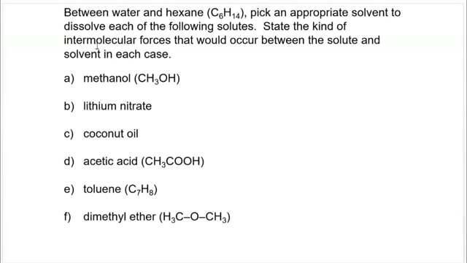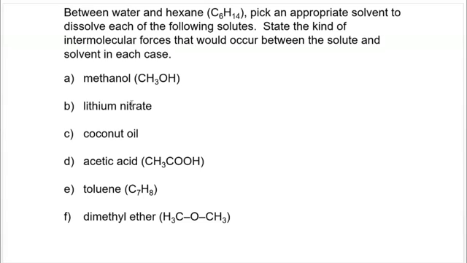So for A, methanol. Methanol is similar to ethanol in the previous problem. It is polar, and it's actually a little bit more polar than ethanol. So it will dissolve in water, because water is polar. Lithium nitrate, it's ionic, so it's going to form an electrolyte and a strong electrolyte because both lithium and nitrate are strongly soluble ions. So water is the answer for that one as well.